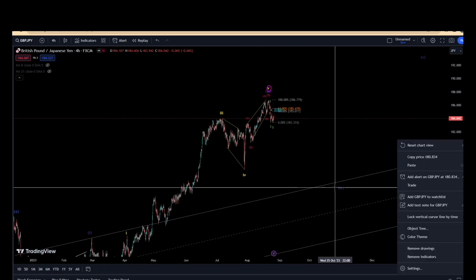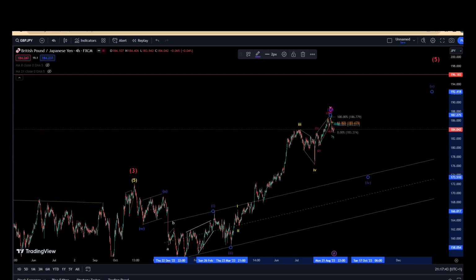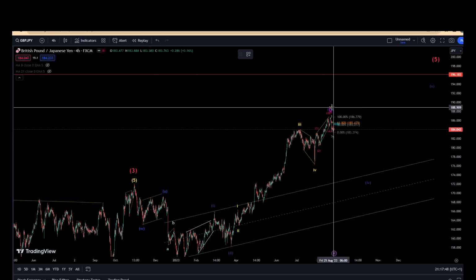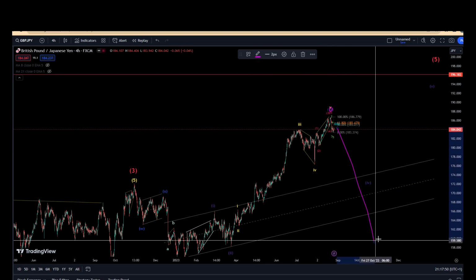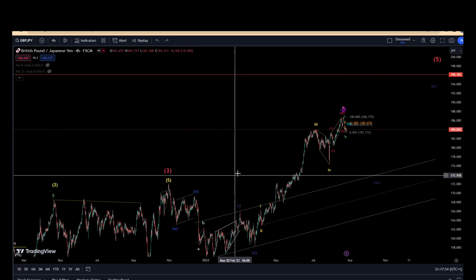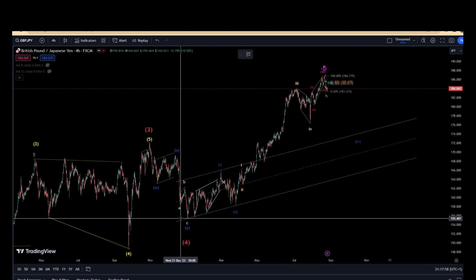Now this can be a wave 4 push to the downside, or we could actually complete this entire impulsive move as a 1, 2, 3, 4, 5, and this basically means the move has completed. We're going to see a huge move to the downside with this pair. But at the same time, I don't necessarily think so. I just genuinely believe that the wave 3 has just finished.